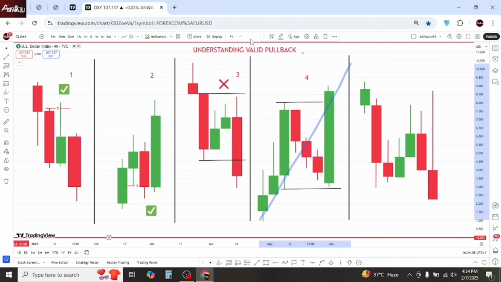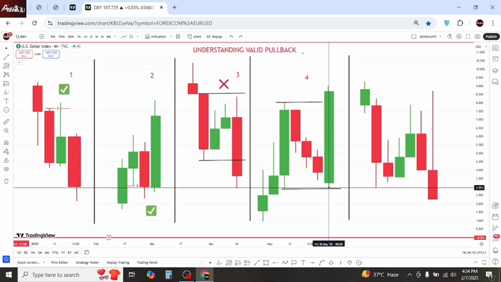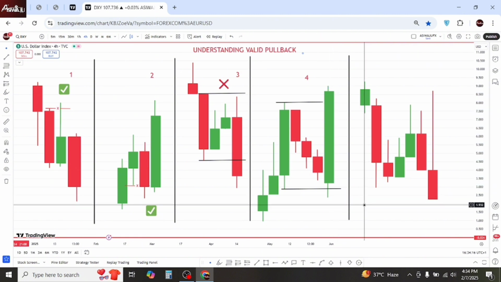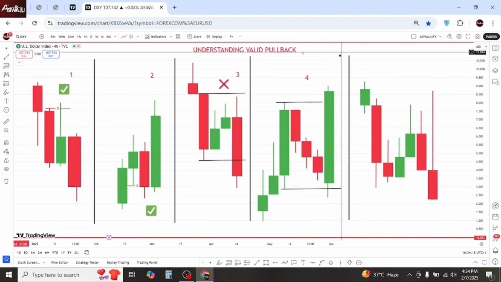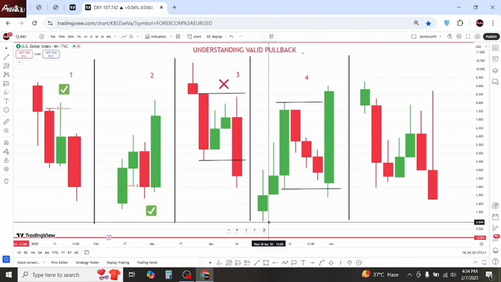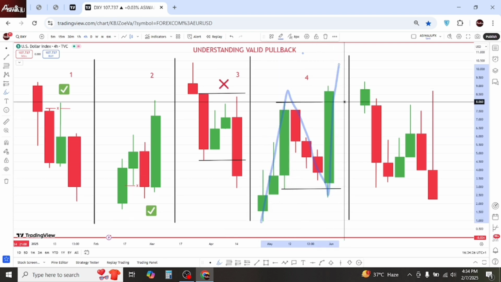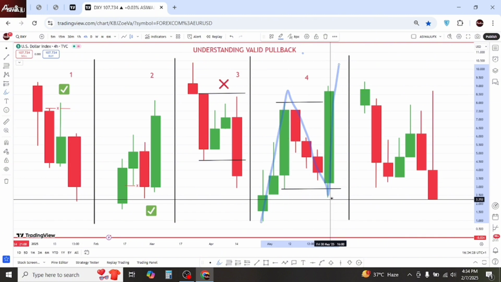Now let's say we have something like this. If we have something like this, then this makes this a valid pullback and a continuation. Now if you want to mark our trend, this is what our trend will look like, as you can see. So we have a valid pullback and a continuation here.